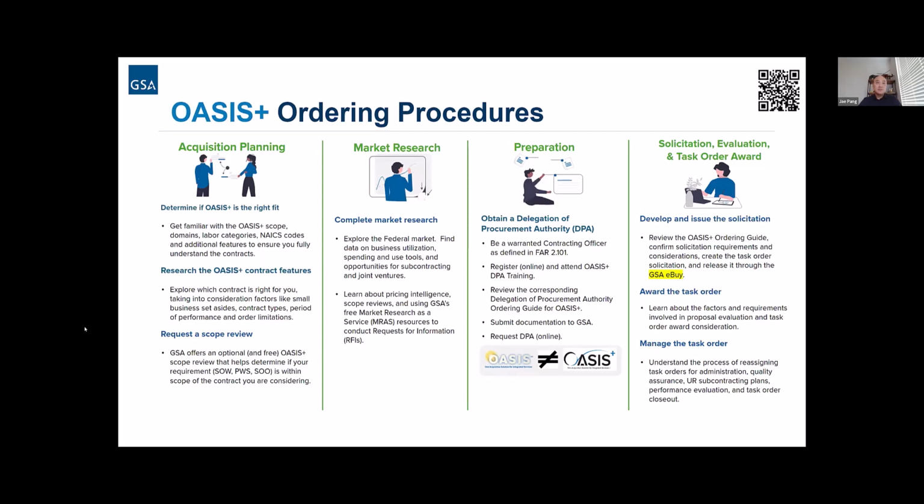And the next part is the market research. And this is exploring the federal market and seeing what type of business utilization or tools will be best for your acquisition needs. And of course, market research being a big part of this, as in RFIs, GSA has a service called MRAS, which is Market Research as a Service. And there's different capabilities within that tool. But it is a very popular tool to get a better understanding of what domain your requirement should fall under, but also what contracting solutions.